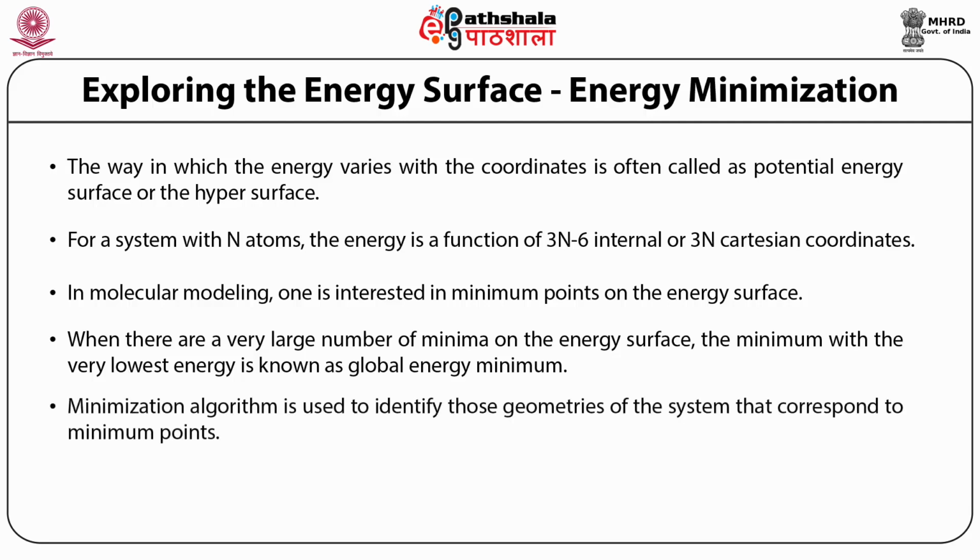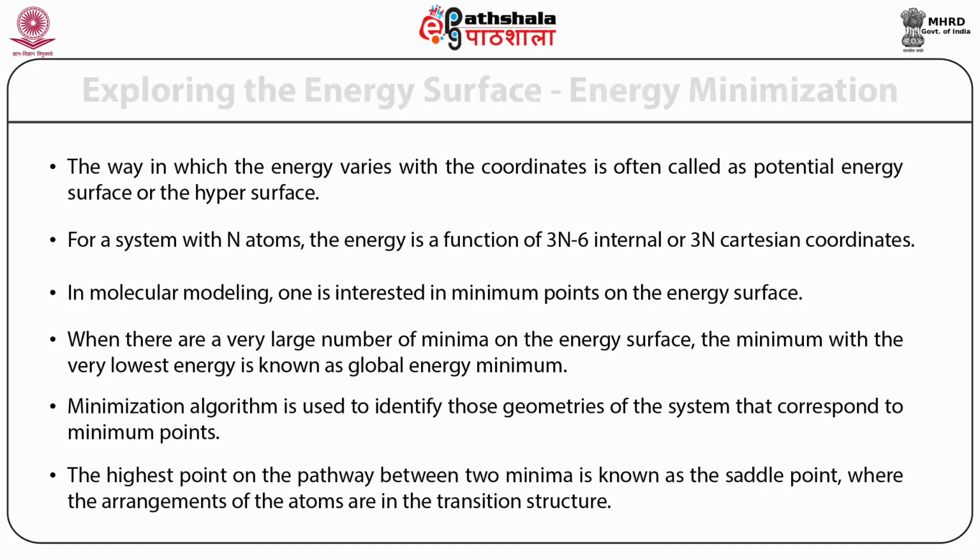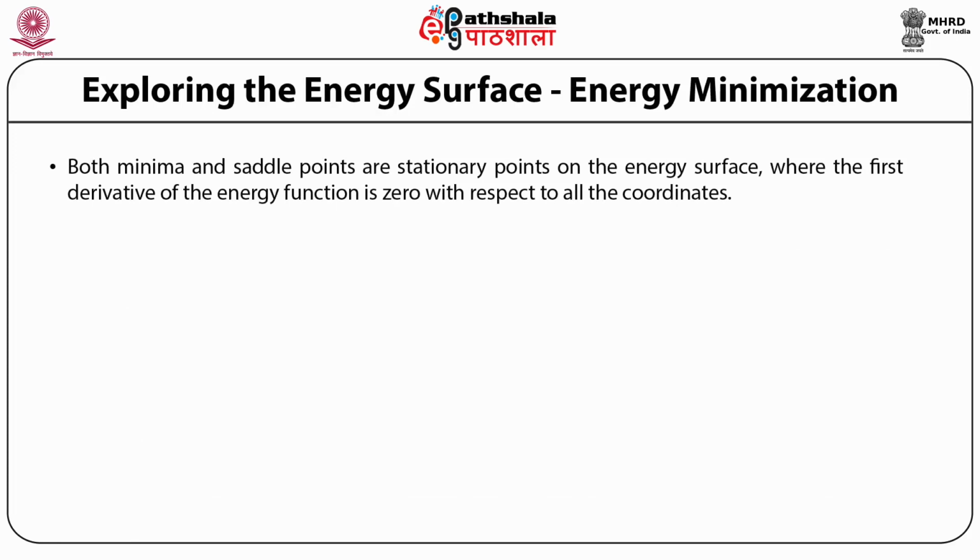Minimization algorithms are used to identify those geometries of the system that correspond to minimum points. The highest point on the pathway between two minima is known as the saddle point, where the arrangement of the atoms is in the transition state. Both minima and saddle points are stationary points on the energy surface, where the first derivative of the energy function is 0 with respect to all the coordinates.